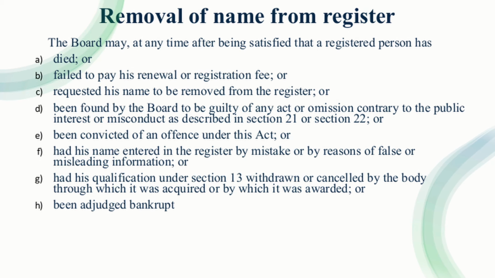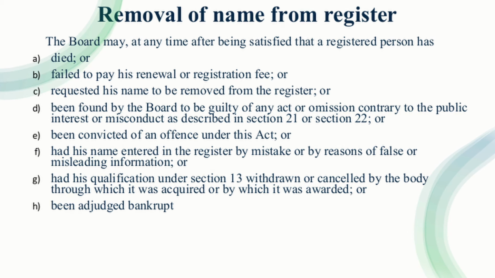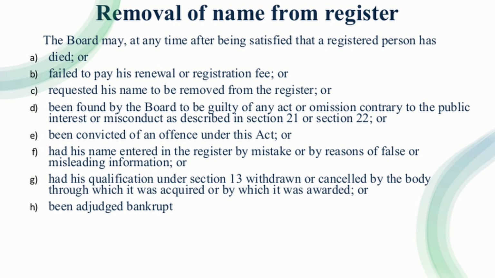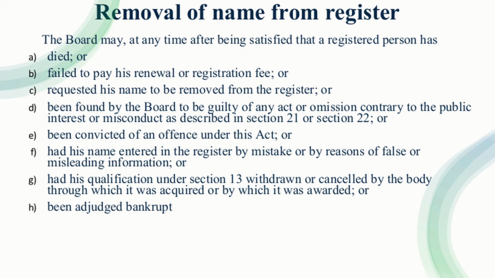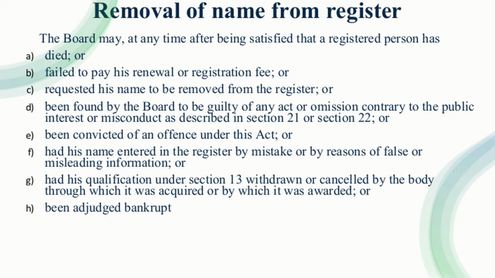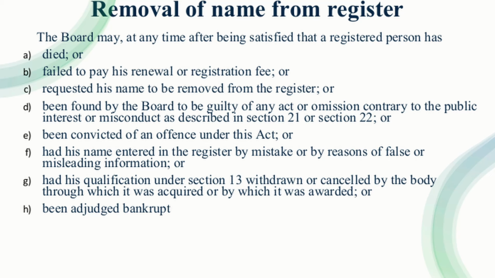If you ask the board to remove your name from the register, the board has no option but to remove your name from the register. Again, the purpose of the board is to ensure that real estate agents operate in the straight and narrow. So if you are convicted for an offense in this act, you will be removed from the register.